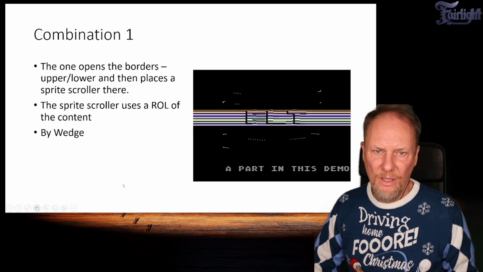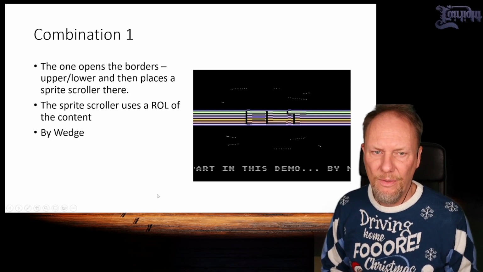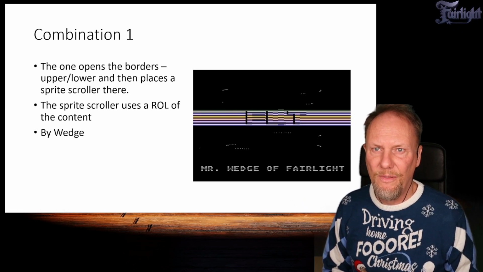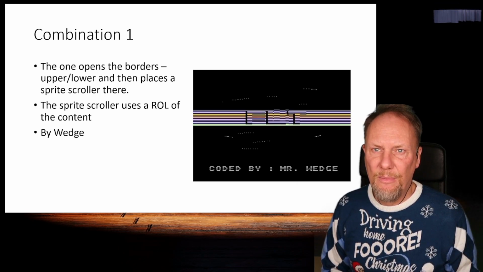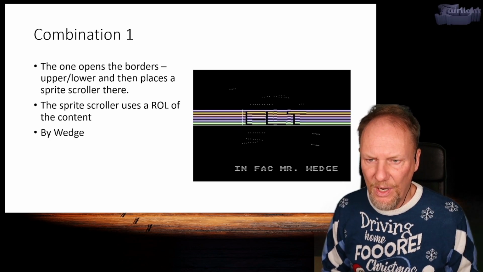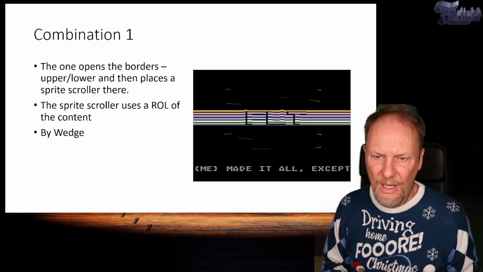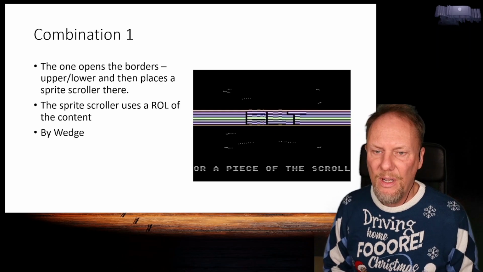Okay, so this is sort of a combination of what we talked about before. This is a demo part from Digesta, a FairLight demo from 1989, and this particular demo part is coded by Mr. Wedge. Yeah, it's Mr. Wedge. He went to be Wedge only afterwards. Okay, so here you have a matte of sprites in the lower border.